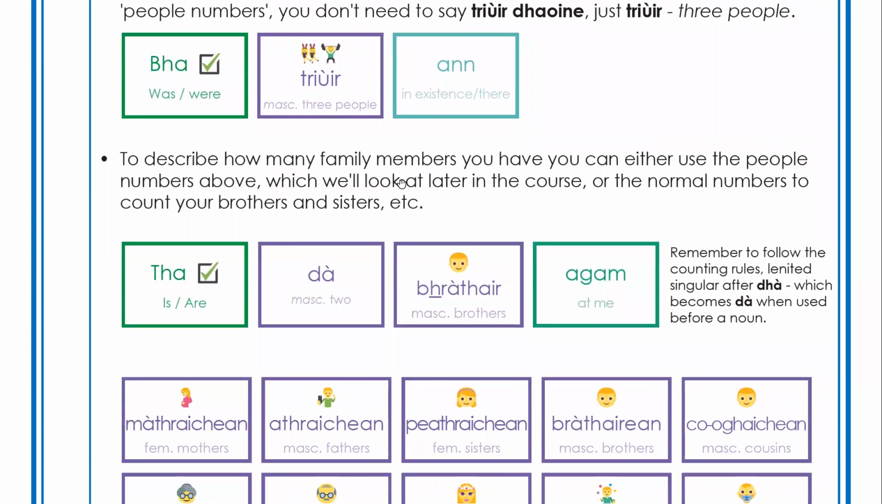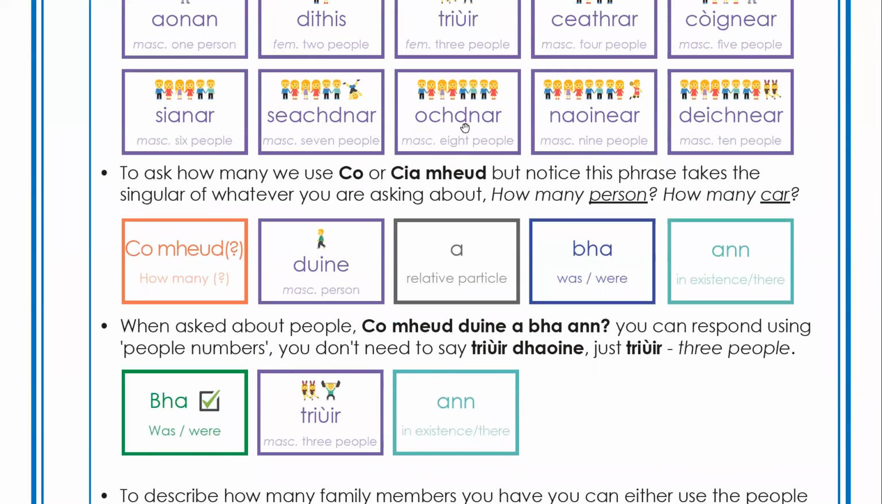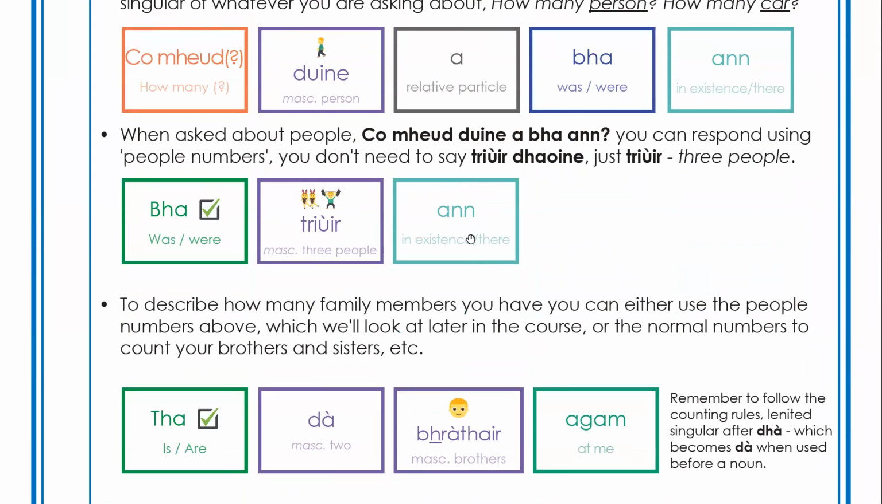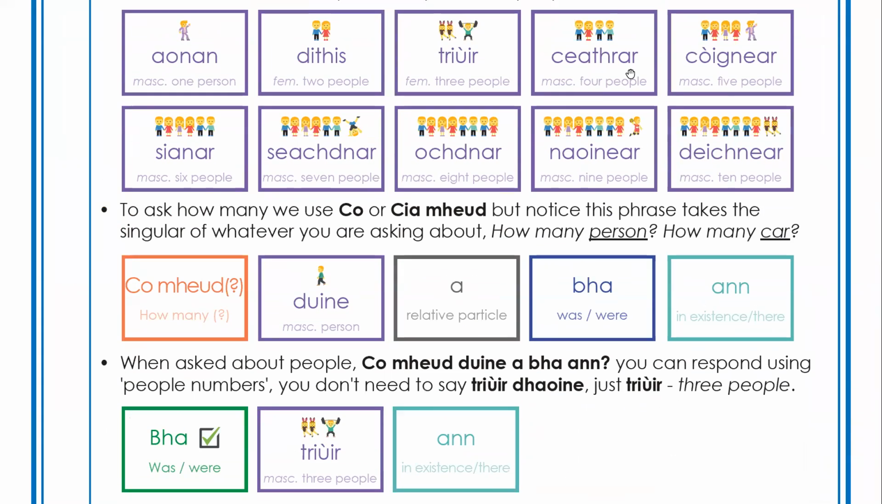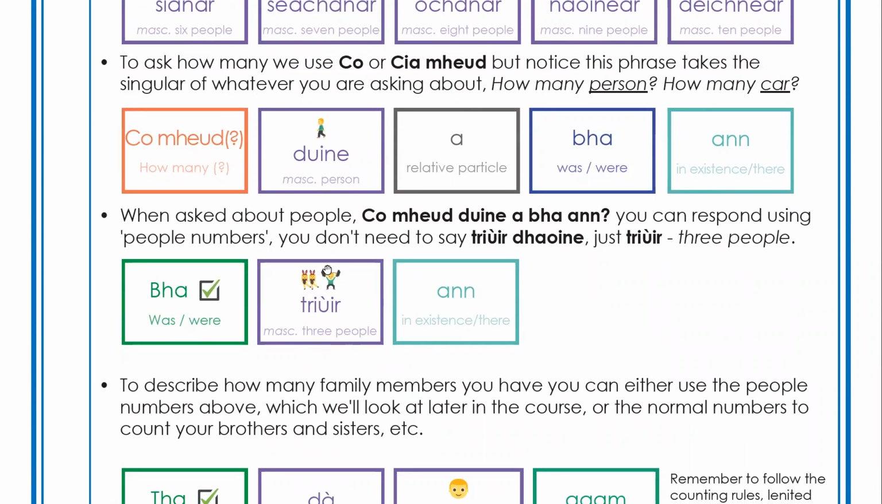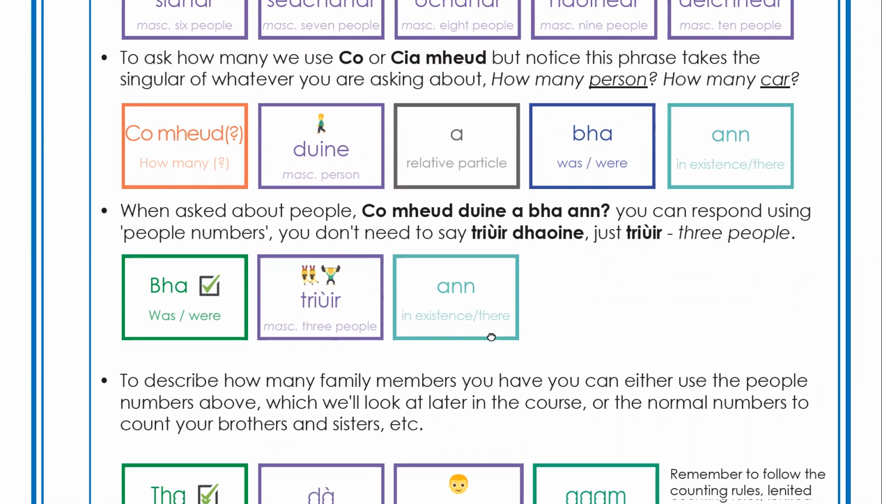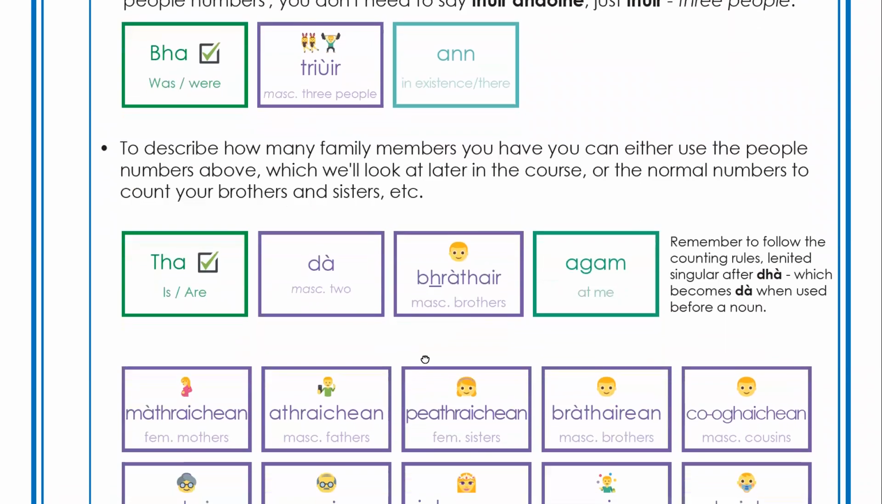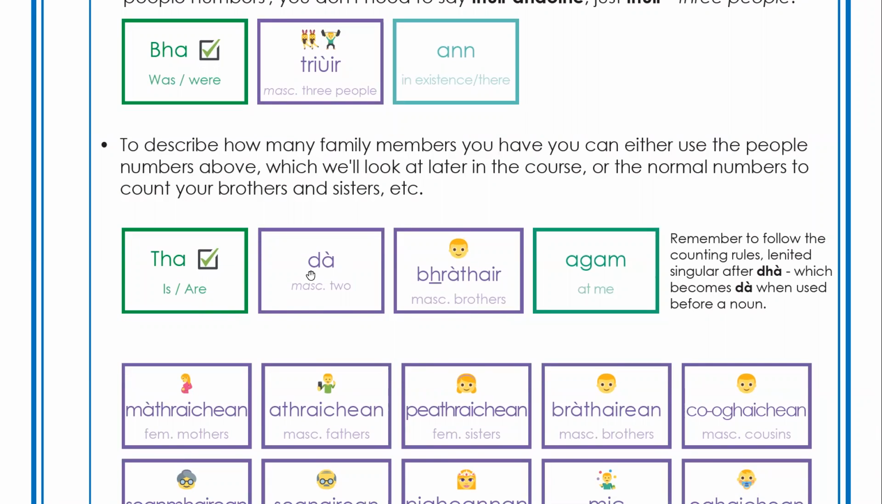So to describe how many family members we have, we can either use the people numbers that we've just looked at, but as I mentioned, these take a genitive plural form of the noun, so we'll look at doing that later in the course. For now, if we learn these numbers and use them to talk about people, just as standalone things like this, so bheith trúr ann, we can use the numbers we've already seen to describe our family members. So, ha da bhreathir agam.